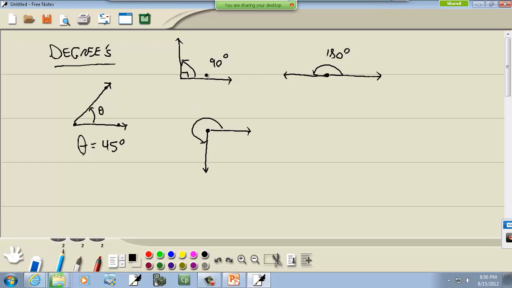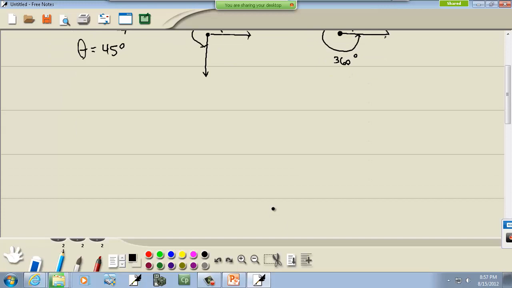Well, you notice how this went from 90 then to 180? Well, we're going to add another 90, and that's going to give us 270 degrees. And then, if I'm starting here, and I go all the way around, I end at the same place, that's 360 degrees. 360 degrees takes you back around to your beginning. And that's degrees.